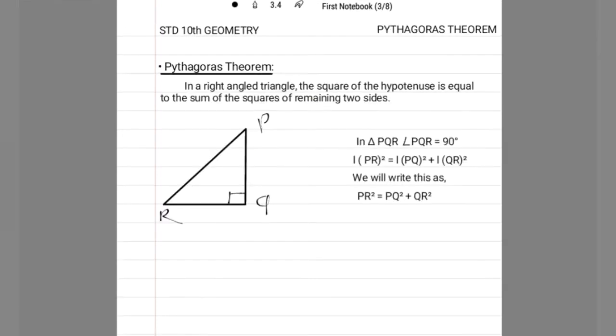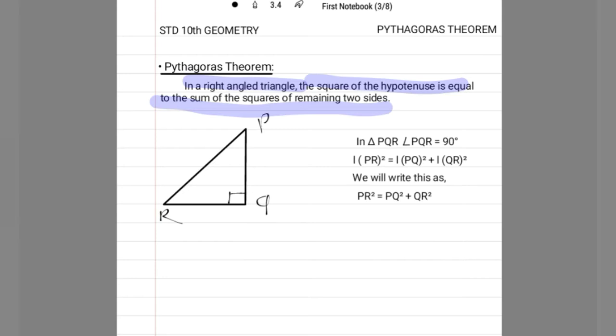So the first topic is Pythagoras theorem. As I said, we have learned this in our previous classes. So we are going to just revise it and we will learn its derivation in the next video. Okay. So let's see what does its statement say. In a right angle triangle, the square of the hypotenuse is equal to the sum of the squares of the remaining two sides. This is the statement of the theorem.